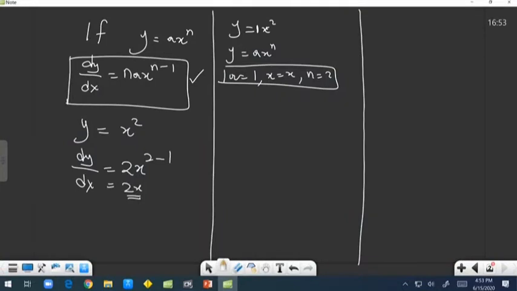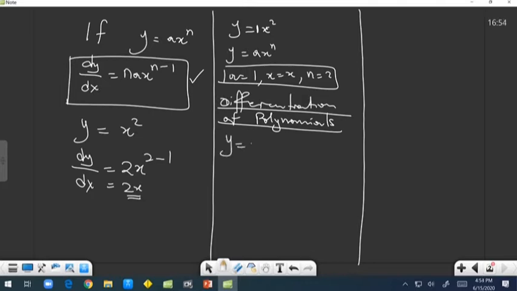To differentiate a polynomial, let's write differentiation of polynomials. Now, what is a polynomial? A polynomial is a function or a mathematical expression in the form ax raised to the power of n plus bx raised to the power of n minus 1 plus cx raised to the power of n minus 2, and so on and so forth.